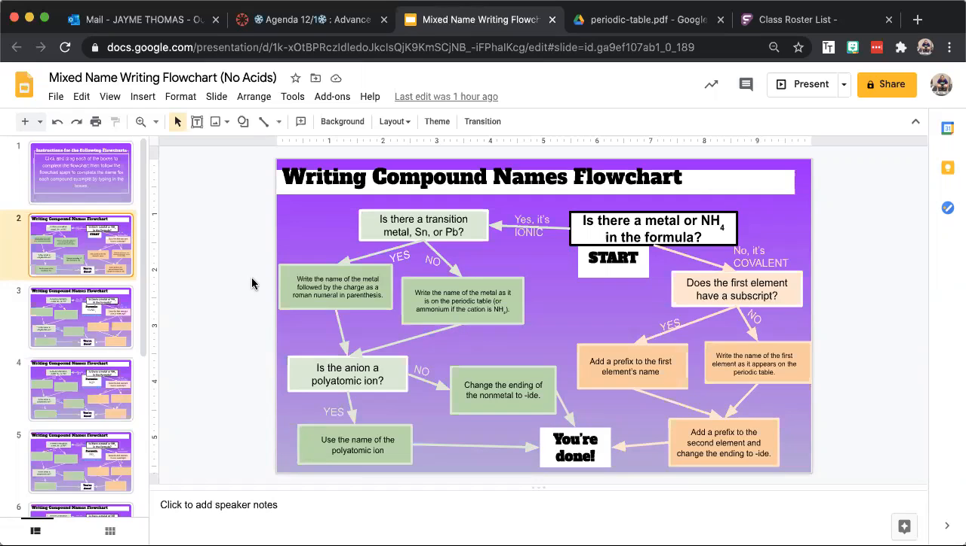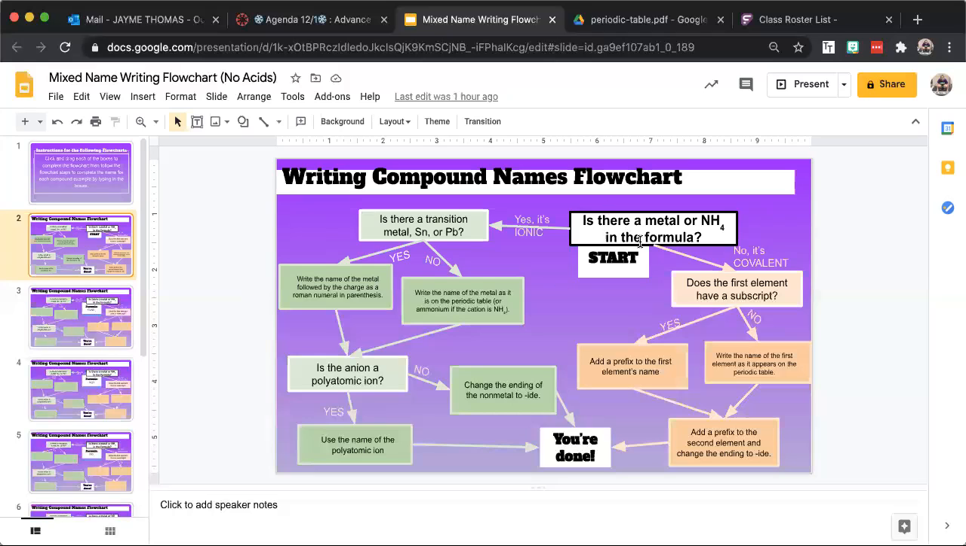And, like we only use the prefixes on the covalent compounds. We only use Roman numerals if it's an ionic compound that has a transition metal. So this is where, once we start putting it together, people have trouble telling the compounds apart. So they don't use the correct rules to write the name or the formula. So this is kind of like a little guide to help you if you're still struggling with that.